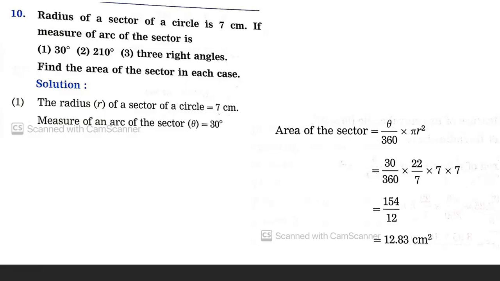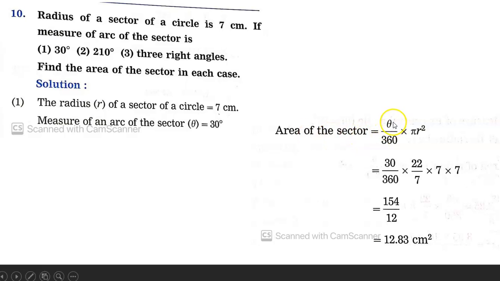Radius of a sector of a circle is 7 centimeters. If measure of arc of the sector is first 30 degrees, second 210 degrees, third 3 right angles, find the area of sector in each case. Let's start by writing given information. The radius of sector of circle is 7 centimeters. In the first case, measure of an arc of sector theta is 30 degrees. So substitute the value in the formula.